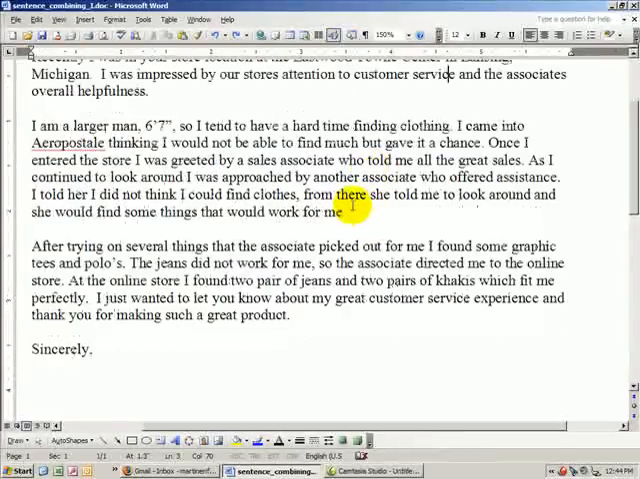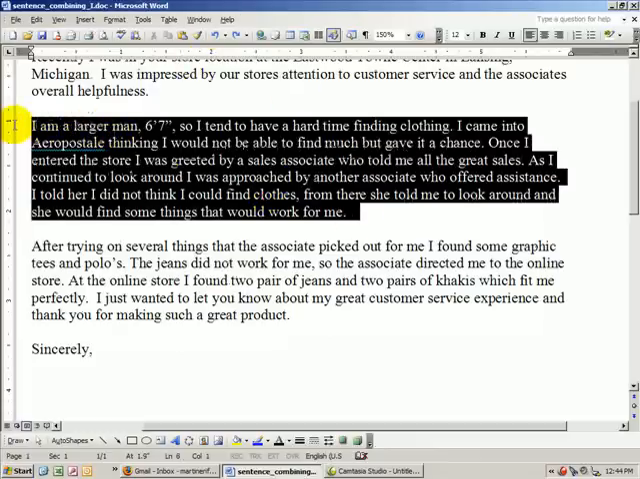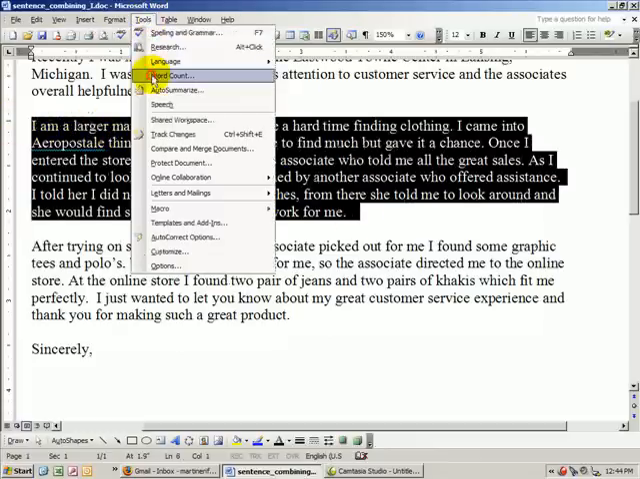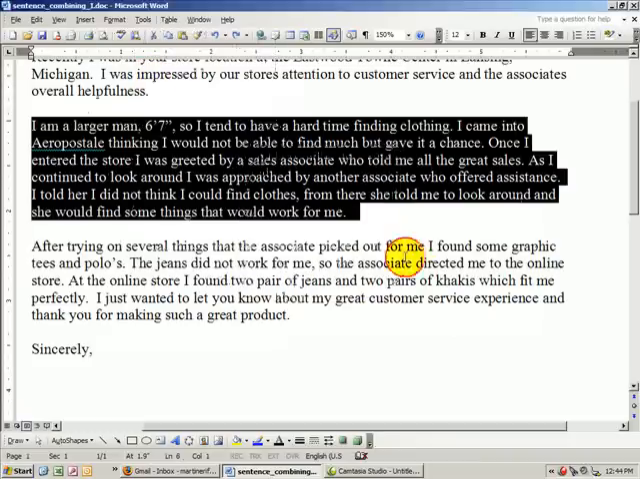All right, so now down here we have quite a few I's, so let me try revising this paragraph. First, let me see how many words there are. Okay, 98 words. I'm going to write that down.